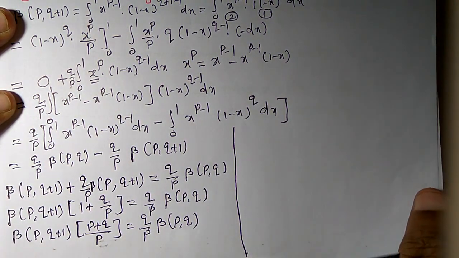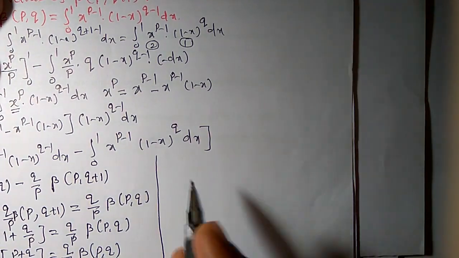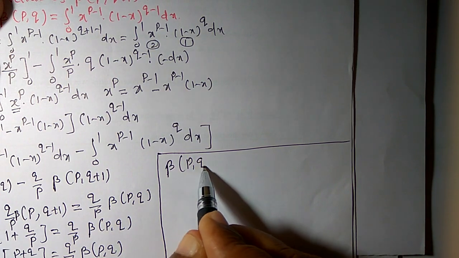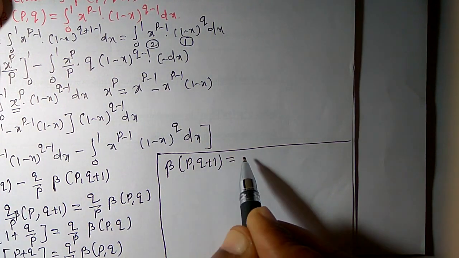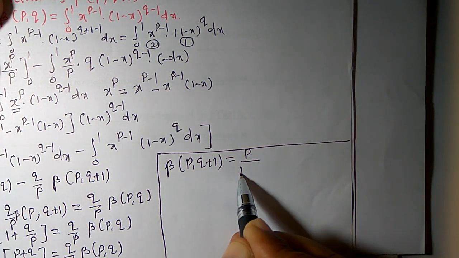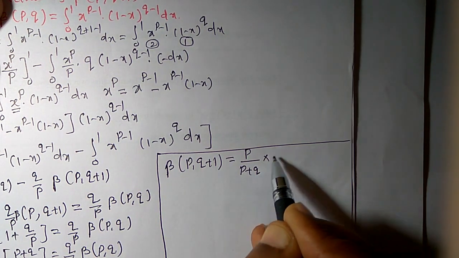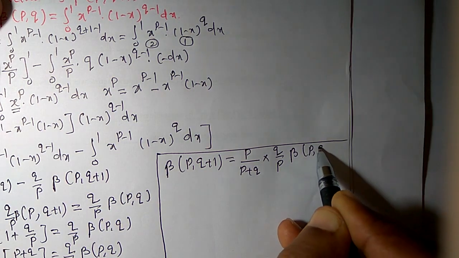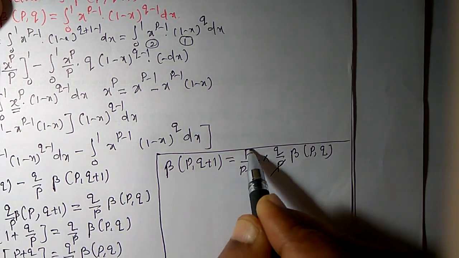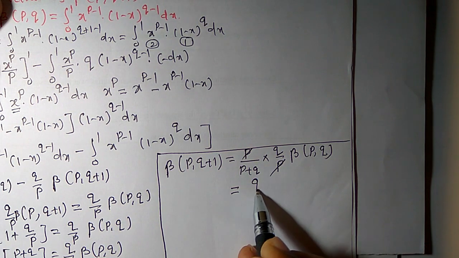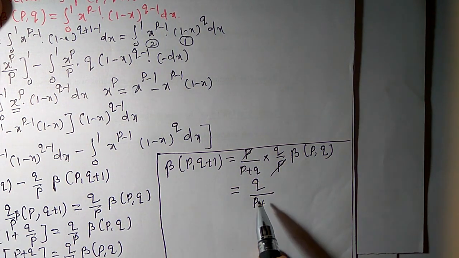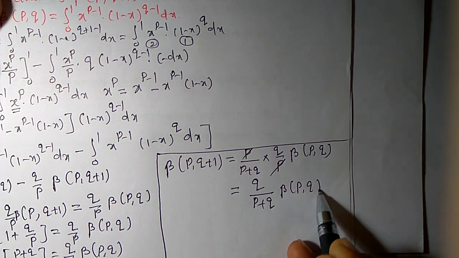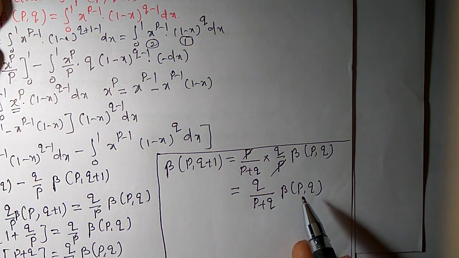Right? So now I want to obtain beta of p comma q plus 1 is equal to p divided by p plus q into q divided by p beta of p comma q. So p cancels with p. This is equal to q divided by p plus q into beta of p comma q. So this is the required value.